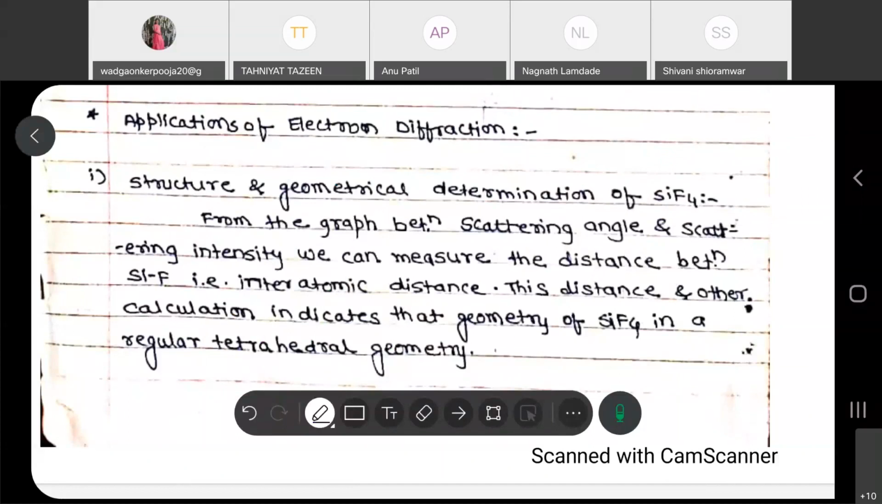See, as we discussed, in electron diffraction we took the graph onto a photographic plate, and that graphical representation on the photographic plate we can analyze using a graph of I versus theta, where I is the scattering intensity and theta is the scattering angle.